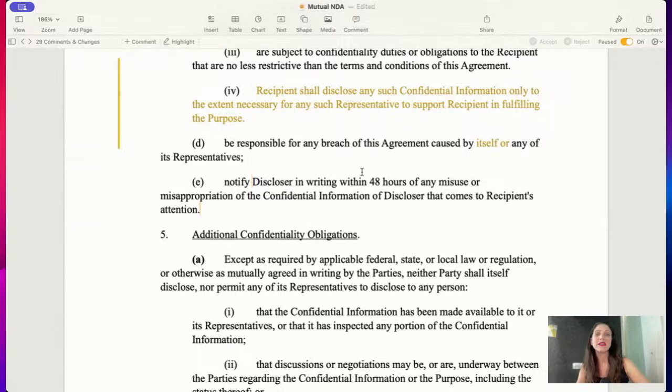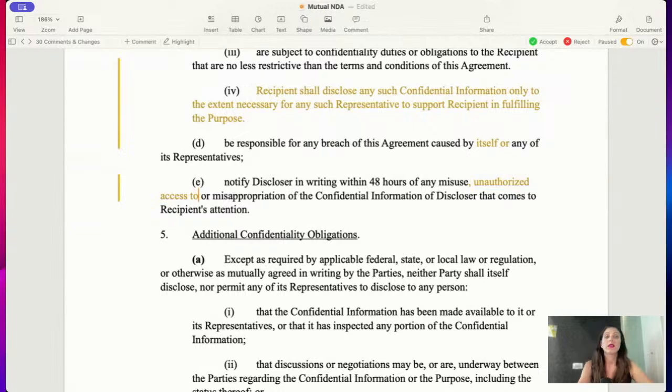Okay. That's a quick turnaround, but I like it because it's also in my favor. So if I were to find out of any misappropriation or misuse, unauthorized access to, so it's not just the misuse or the misappropriation, but the unauthorized access to my information. Just because it hasn't been misused yet doesn't mean that the person or third party, that the recipient is not in violation. They've breached it. Somebody has had access to my information. And I want to be notified of that. That comes to their attention.